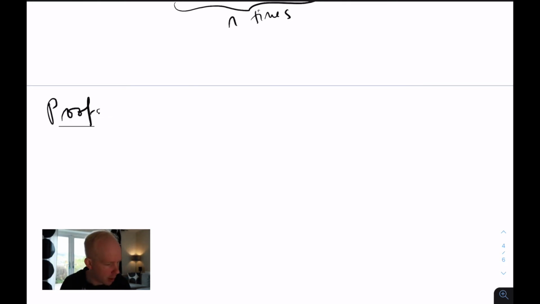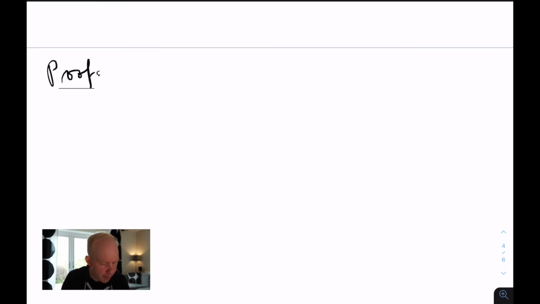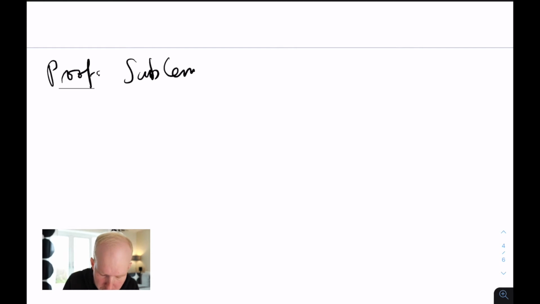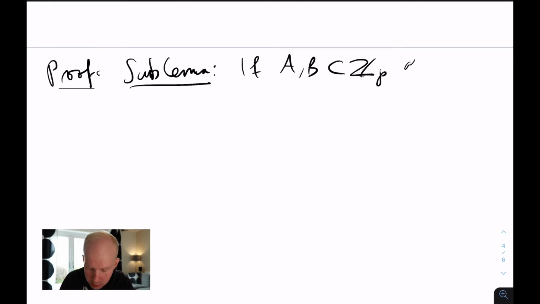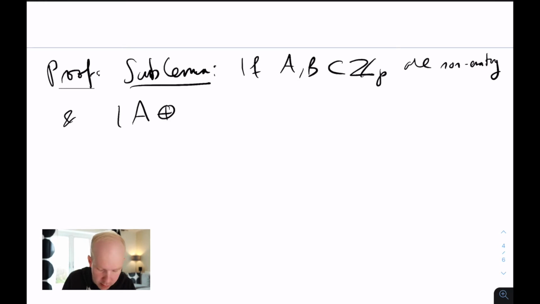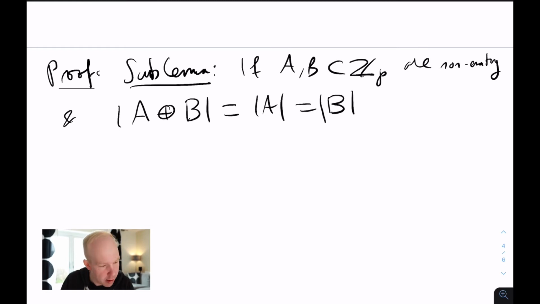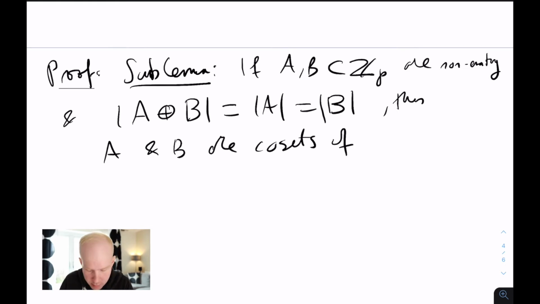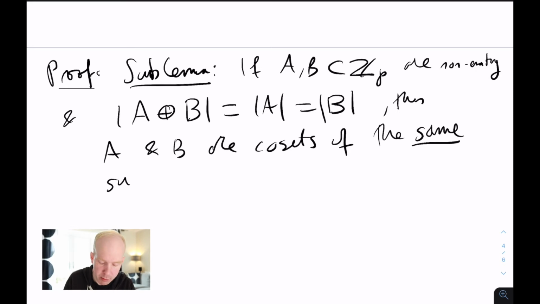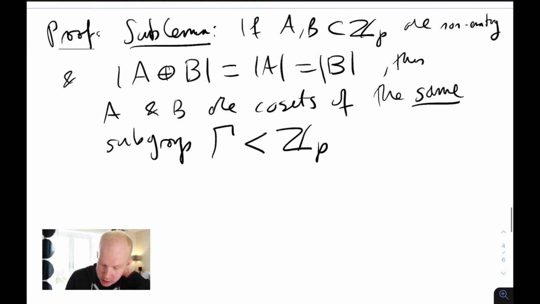So it uses this first property, what we have in the notion. It's like a sublemma: if A and B are non-empty and the cardinality of the sum set A plus B is equal to the cardinality of A, which is equal to the cardinality of B, then A and B are cosets of the same subgroup gamma in Z_p. So that's the first main property that we prove.